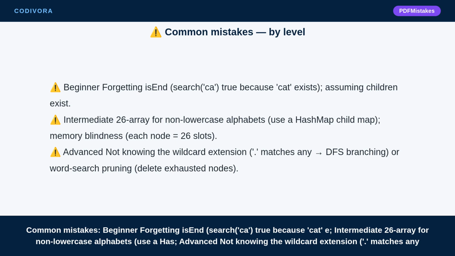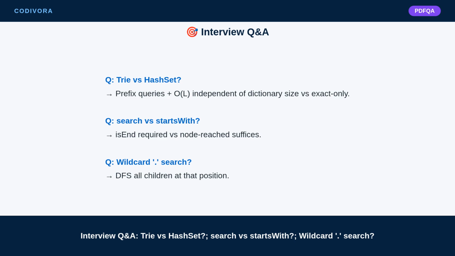Now the mistakes to avoid, straight from the field. Beginner: forgetting isEnd. Search for ca, set to true because cat exists, assuming children exist. Intermediate: a 26 array for non-lowercase alphabets. Use a HashMap child map. Memory blindness: each node equals 26 slots. Advanced: not knowing the wildcard extension. Matches any, go to DFS branching, or word search pruning. Delete exhausted nodes. Interview questions on this.